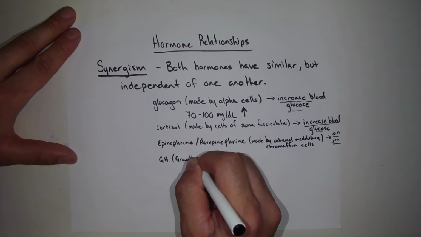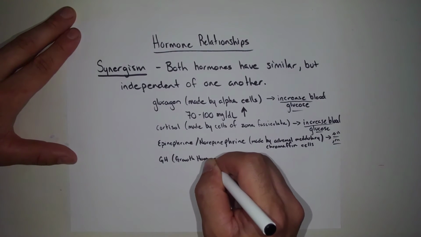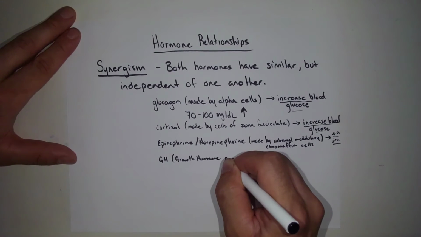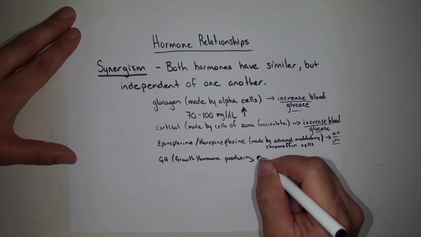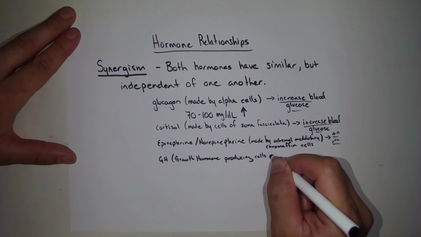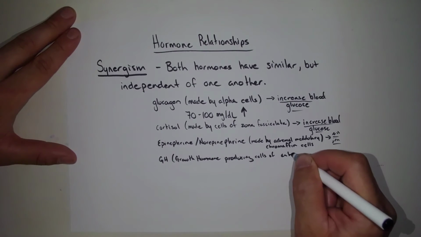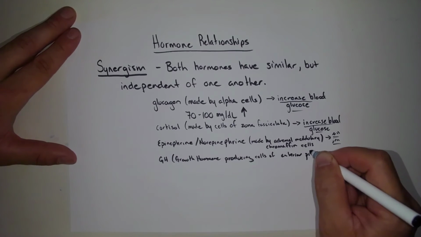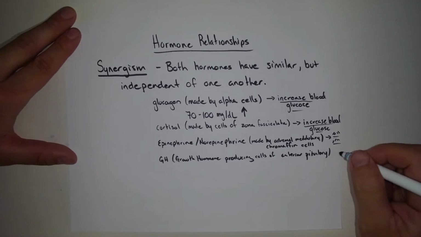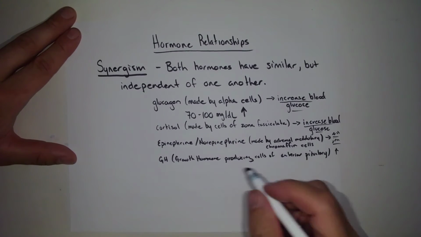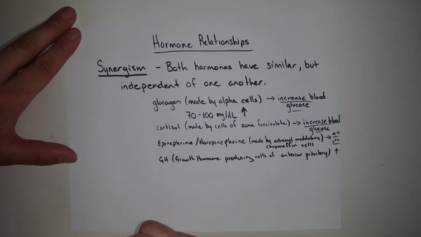Growth hormone producing cells of the anterior pituitary is what these come from. And they also increase blood glucose. That's all synergism.